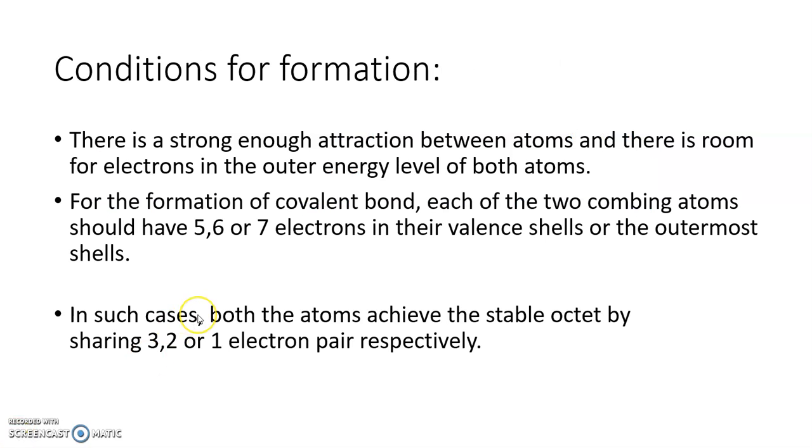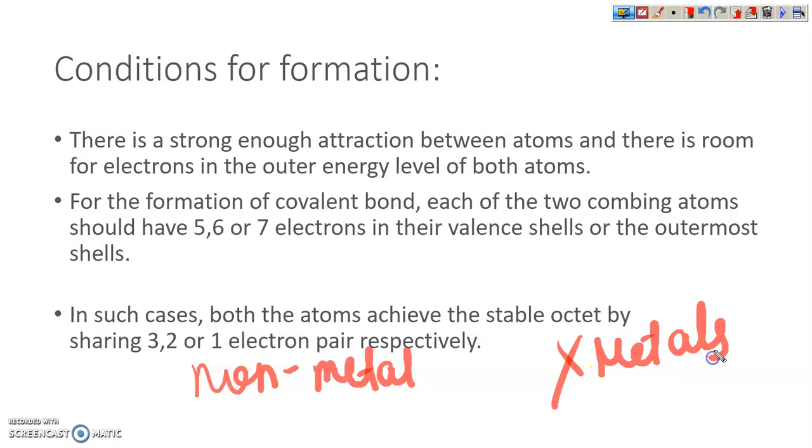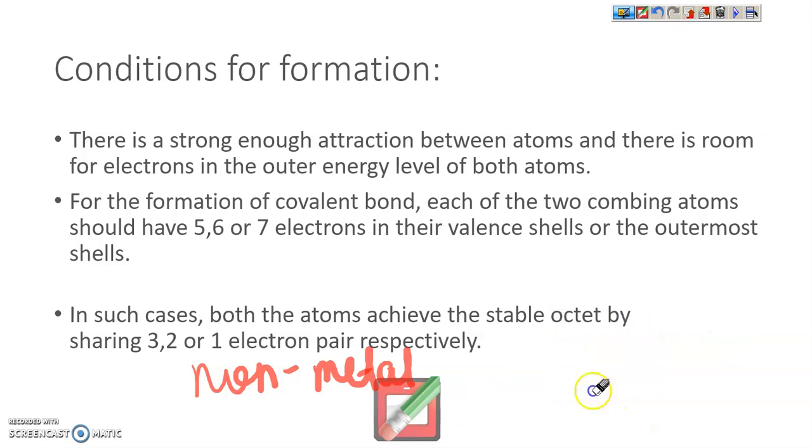Moving on to the next point, conditions for formation. The conditions for formation of a covalent bond are that both atoms should have more electrons in their outermost shell, and they are mostly formed by non-metals, not by metals. Now, both atoms should be highly electronegative.